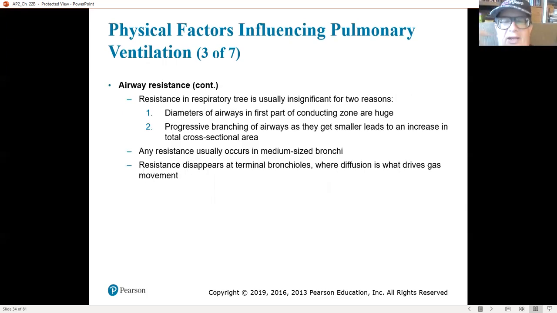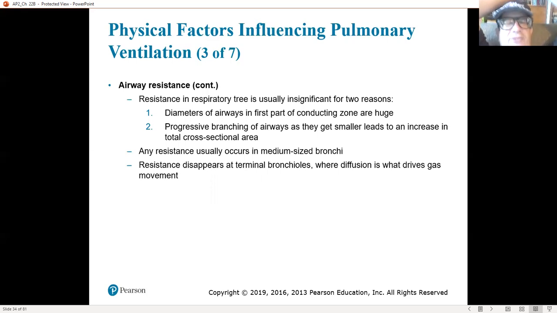So resistance in the respiratory tree is often insignificant. Two reasons. One, the diameters in the first part of the conducting zone are huge, and the branching of the airways as they get smaller leads to an increase. So you have even more cross-sectional area, even less matters. Any resistance that happens is in the medium-sized bronchi. This disappears at the terminal bronchioles.